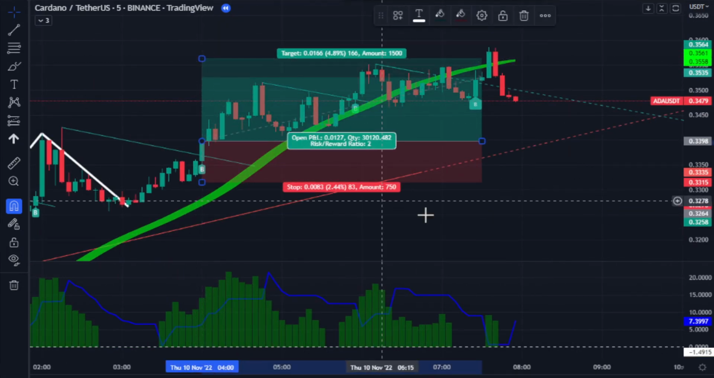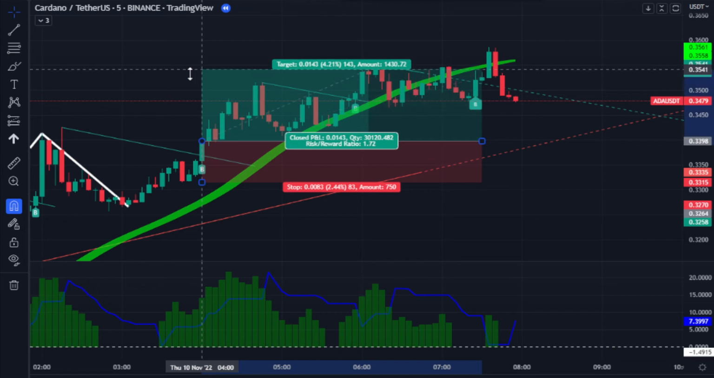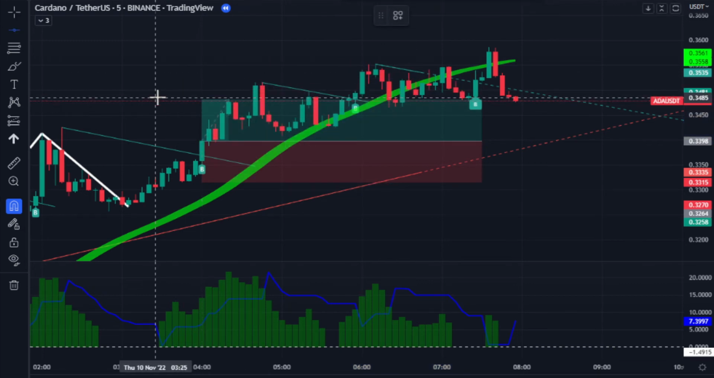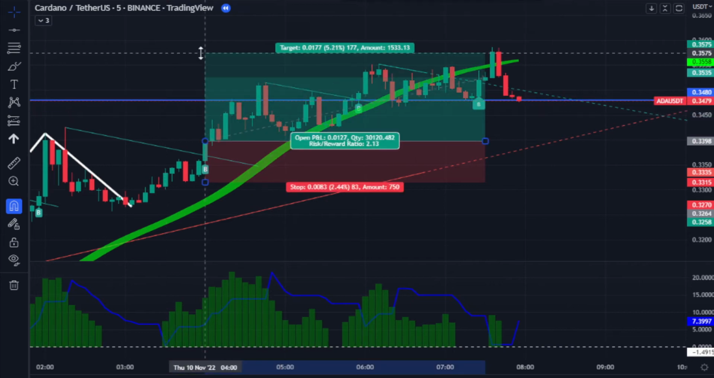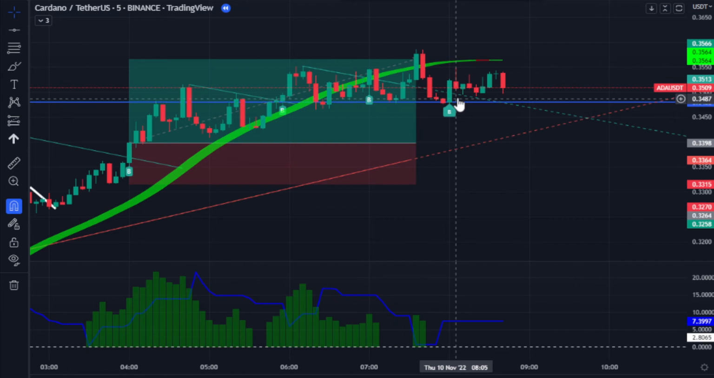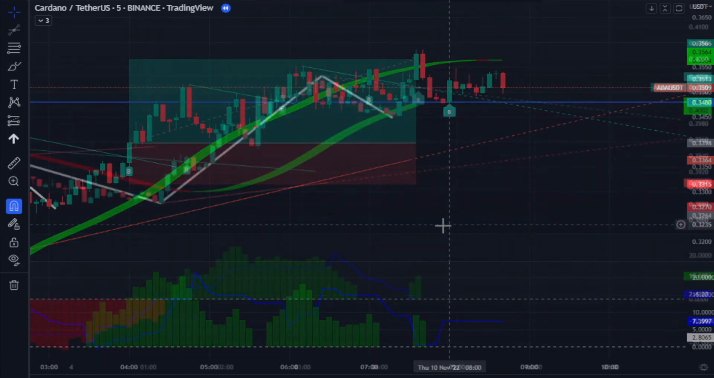We see that the price reached the risk to reward ratio of 1 to 2, so we modify the stop loss to the risk to reward ratio 1 to 1 of our take profit. Okay, we see that we have finished this trade in profit. We will see other examples of long trades.